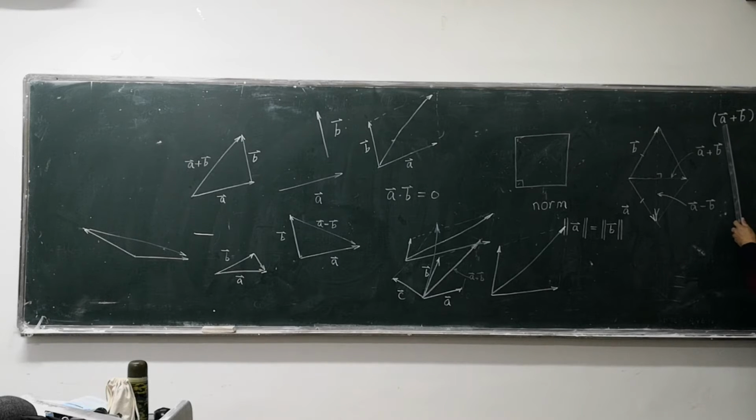How to do it? A dot A, okay, and minus A dot B, okay, plus B dot A, minus B dot B.